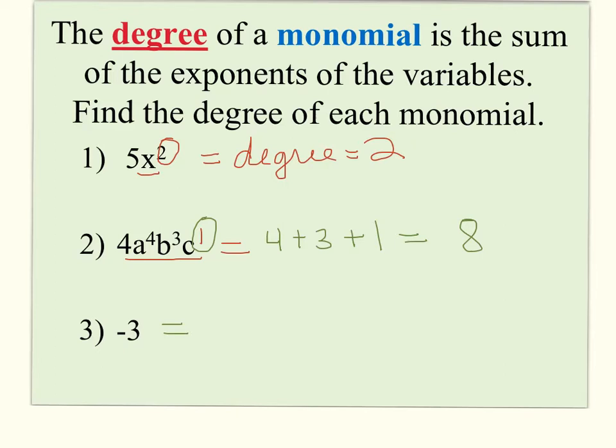The degree of any constant term is 0. Now why is the degree of a constant term 0? Well, the degree of a constant term is 0 because the degree is the sum of the exponents of the variables. Well, if there are no variables, then we have no exponents of which to take the sum. So the degree of a constant term is always going to be 0.